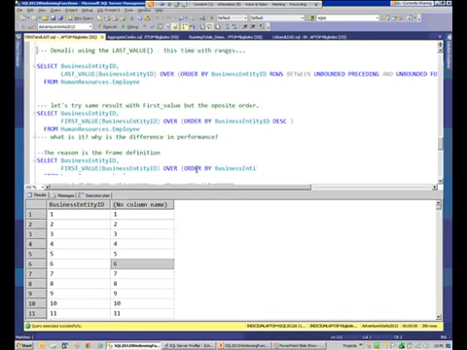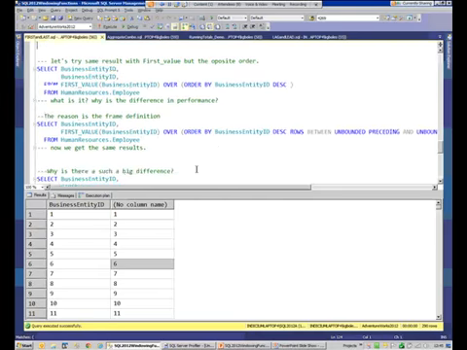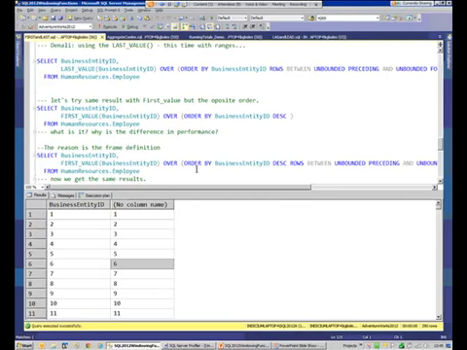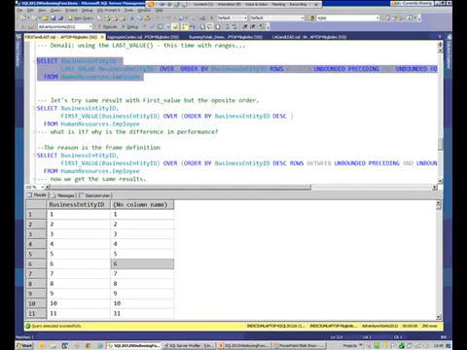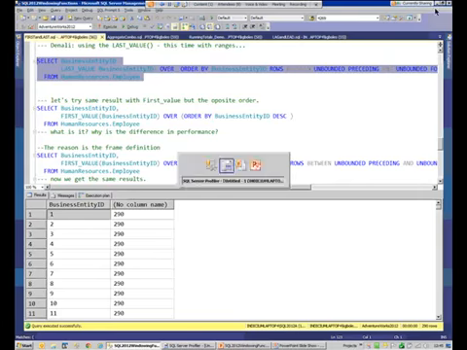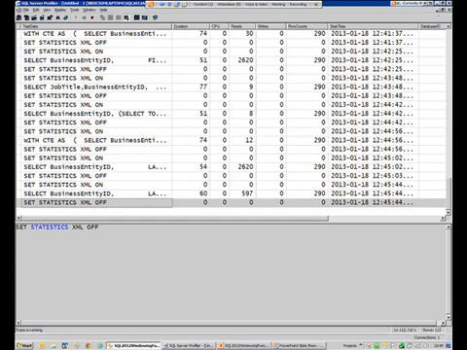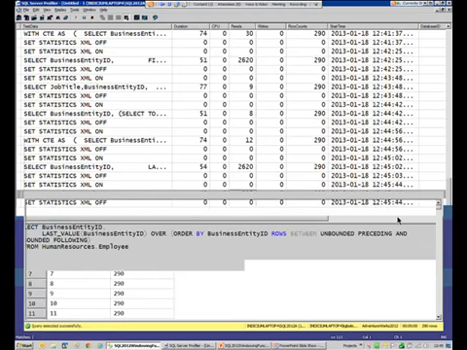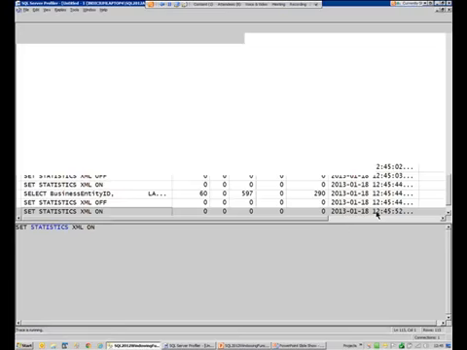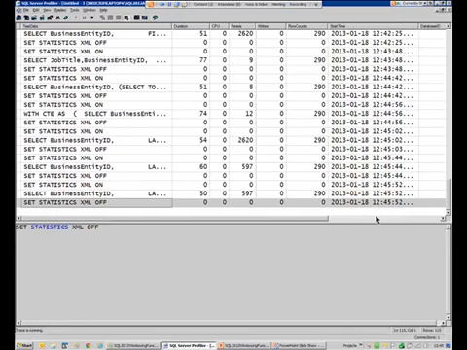How do we fix it? One, we get rid of the range part, and we explicitly specify rows, and we say unbounded preceding to unbounded following. Much more efficient there, but actually still not efficient in this case compared to other solutions. They're not always going to be more efficient than other tools.